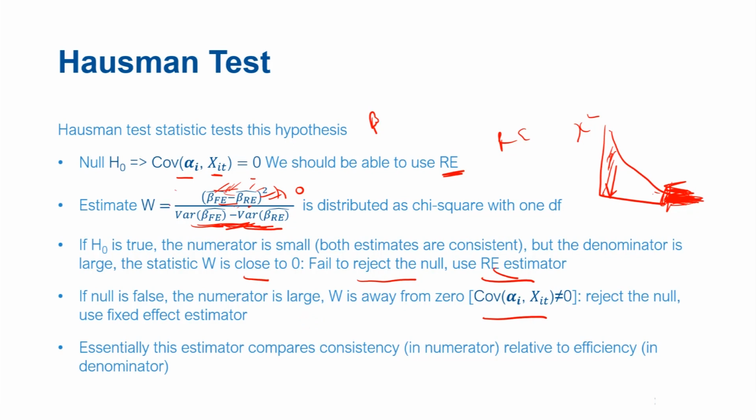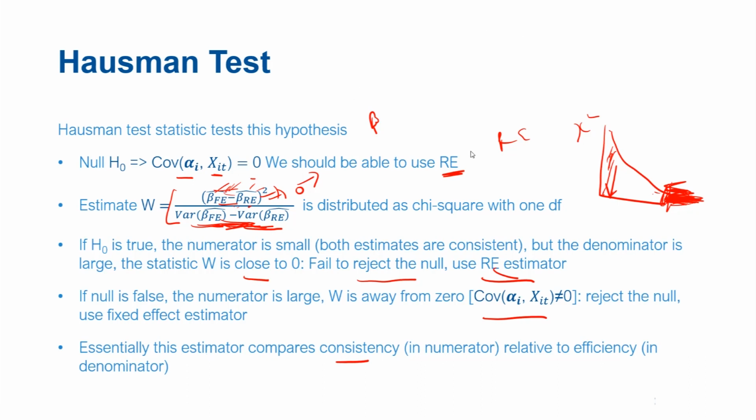So essentially, if you look at this test statistic, the numerator is sort of the consistency property and the denominator is sort of efficiency. So here we are looking for a trade-off between consistency in the numerator and efficiency in the denominator.